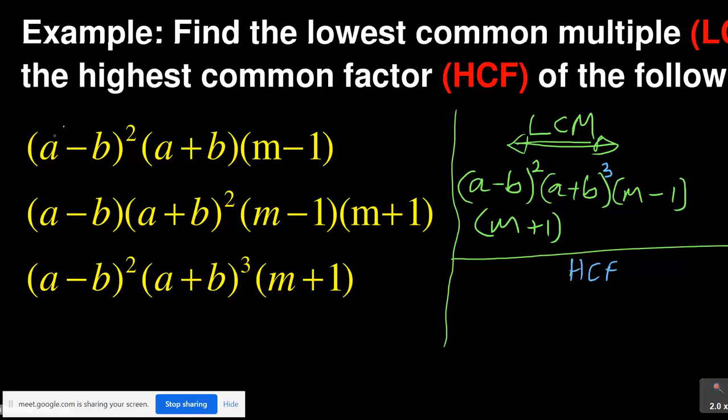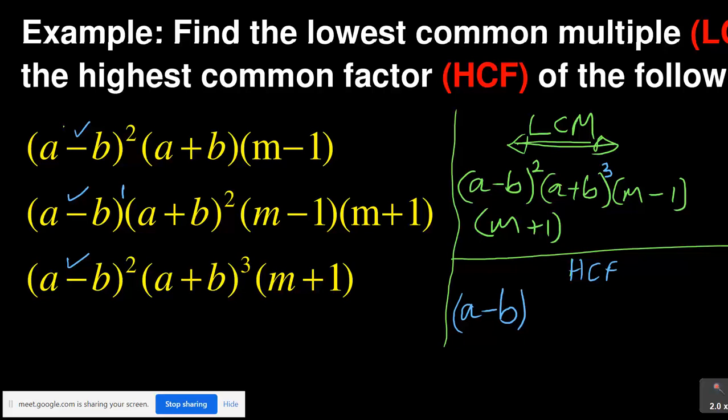We check with a minus b, and we check with a minus b. But with the highest common factor, we do the opposite. We take the lowest power. So which one is the lowest power? It is a minus b to the power 1. So that is the first one.